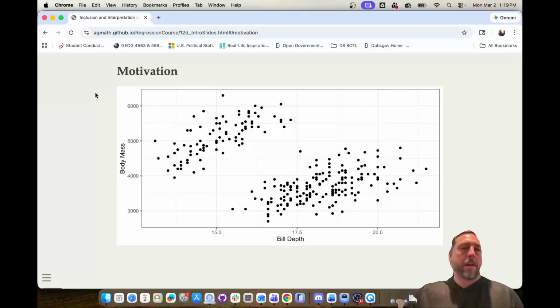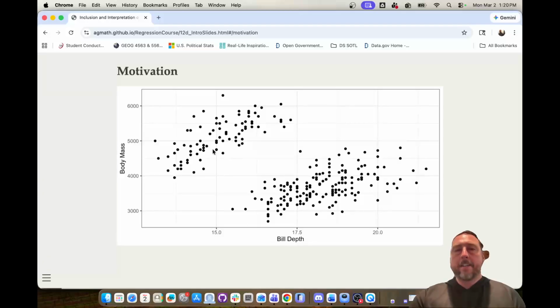We've seen this plot a few times now, and we've had several questions and concerns about it. So as a reminder, the context that we're working in here, we're trying to predict or explain penguin body mass given some physiological features of that penguin. And the explanatory variable that we're working with here is bill depth.